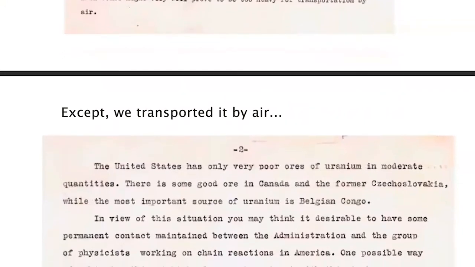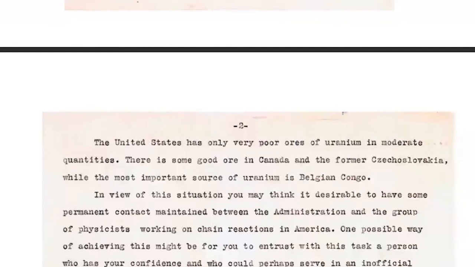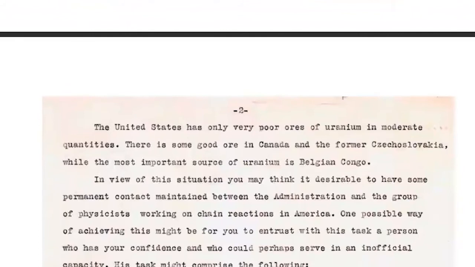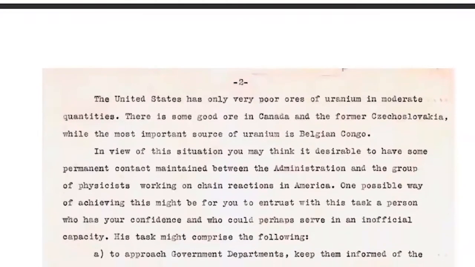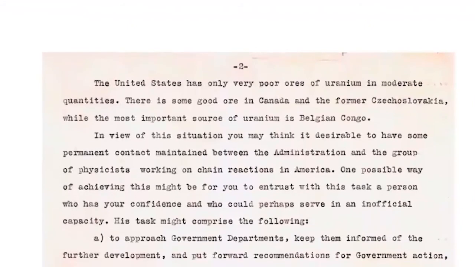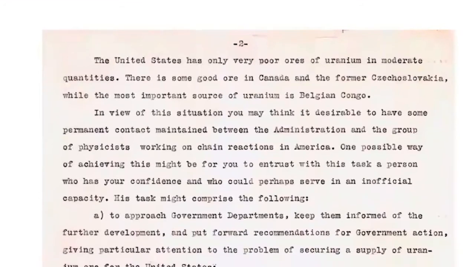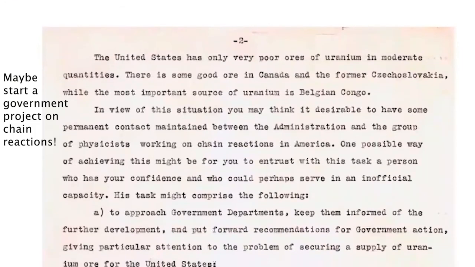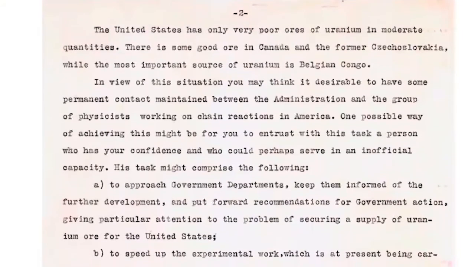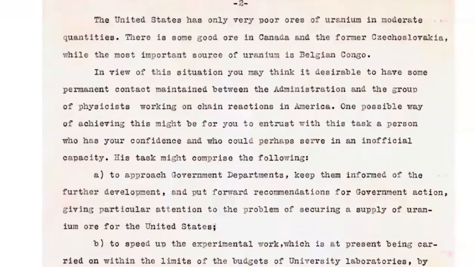The United States has only very poor ores of uranium in moderate quantities. There is some good ore in Canada and the former Czechoslovakia, while the most important source of uranium is Belgian Congo. In view of this situation, you may think it desirable to have some permanent contact maintained between the administration and the group of physicists working on chain reactions in America. One possible way of achieving this might be for you to entrust with this task a person who has your confidence and who could perhaps serve in an unofficial capacity.